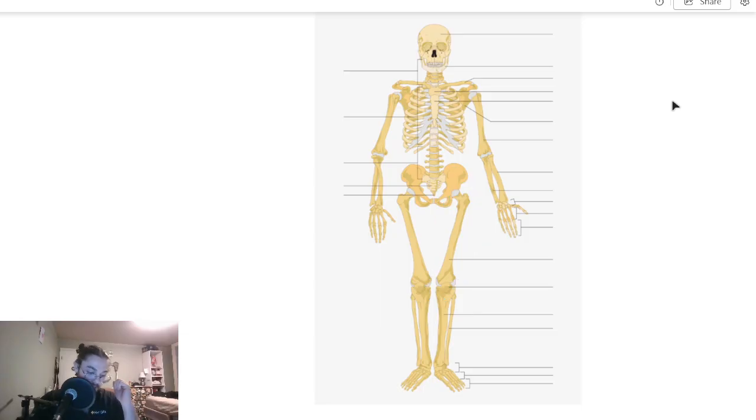Let's go ahead and erase that. This right here, this is the head of your femur. This right here, this is the landmark that I actually use to figure out how long someone's femur is. So I'll go ahead and find their knee. So this is the patella.